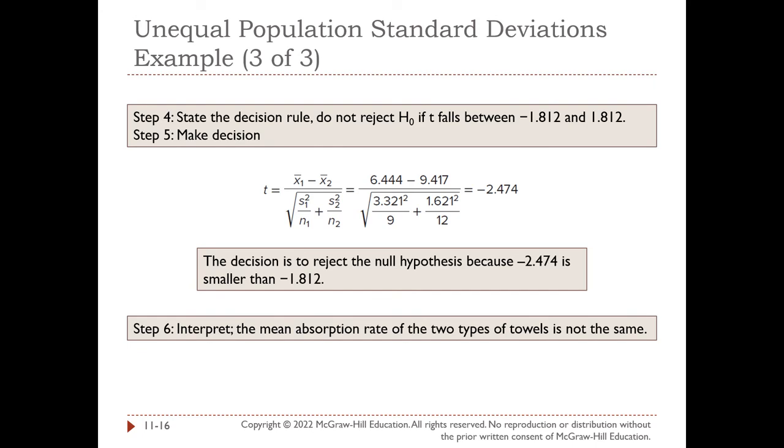Again, once you plug it all in to figure out t, we come out to negative 2.474, which does not fall between. So we are going to reject our null. And this means the mean absorption rate of the two types of towels is not the same.